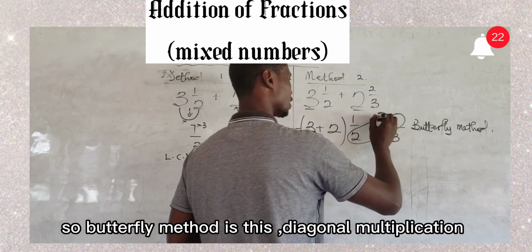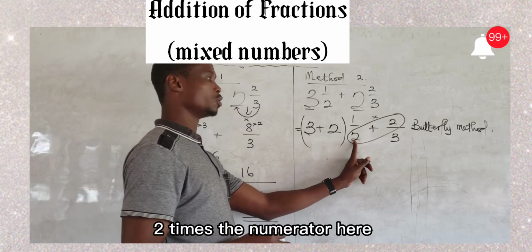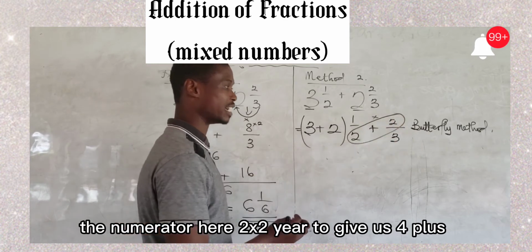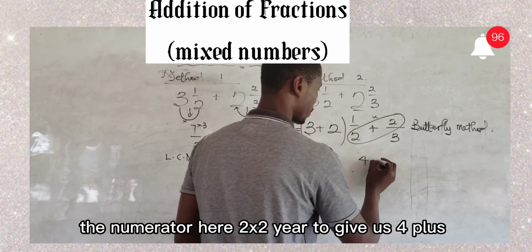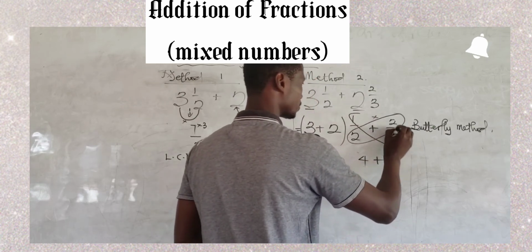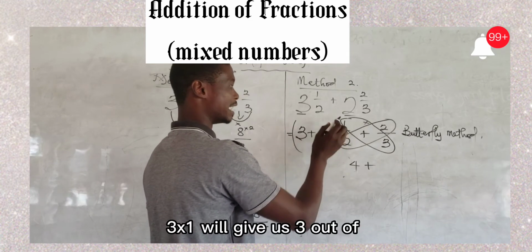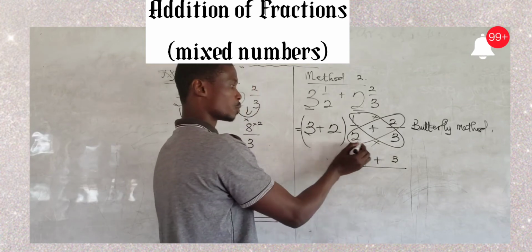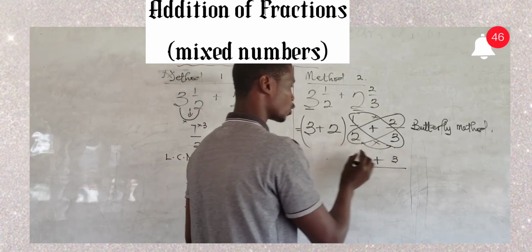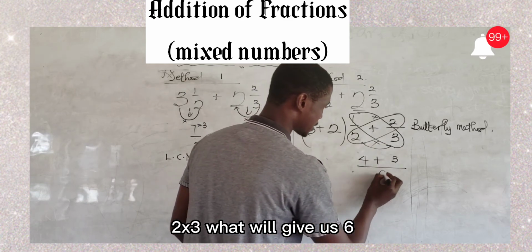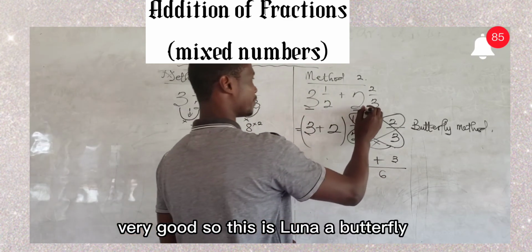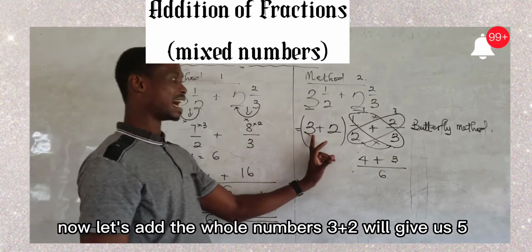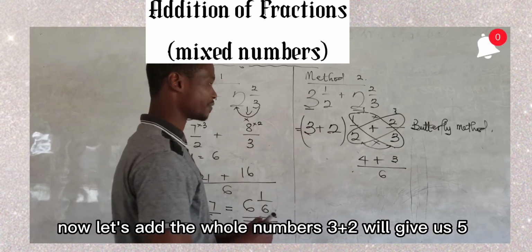Diagonal multiplication. 2 times the numerator here. 2 times 2 here will give us 4, plus 3 times 1 will give us 3, out of 2 times 3, which will also give us 6. Very good. So this is known as the butterfly method because the diagram looks like what? A butterfly. Now let's add the whole numbers. 3 plus 2 will give us 5.